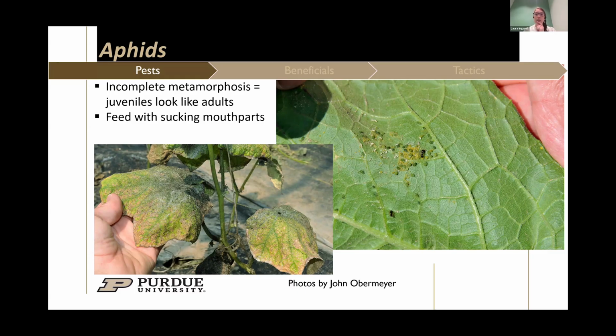So the damage that you see from them can sometimes be confused with physiological stress or nutrient stress or disease stress because it usually induces misshaping in the leaves or changes in the color of the foliage as a result of those plant nutrients being removed.